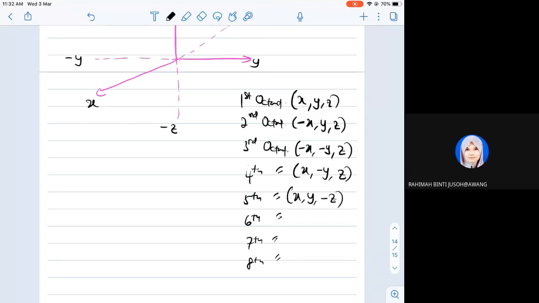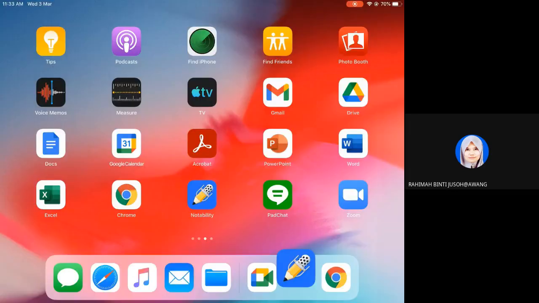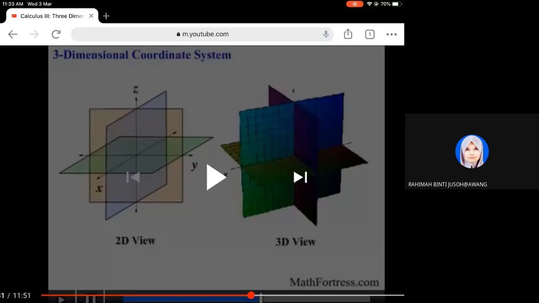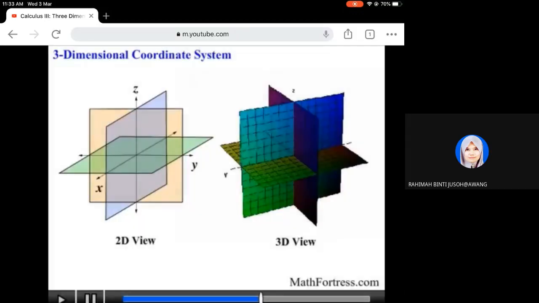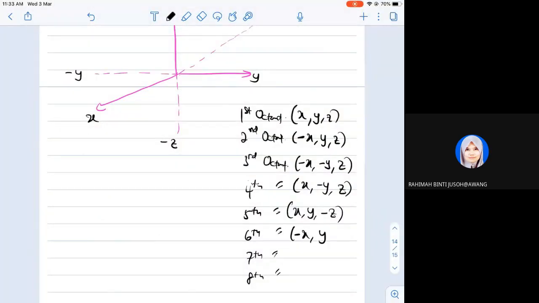Okay, how about sixth octant? Y positif atau negatif? Positif. How about X? X negatif. Yes, X negatif. Sebab sixth octant dia berada kat belakang balik. Sebab kalau you tengok tadi sixth octant tu, dia duduk kat belakang balik. Okay, so bila belakang X tu negatif, Y still positif sebab dia sebelah kanan, and then Z becomes negative. Okay, how about 7 octant?